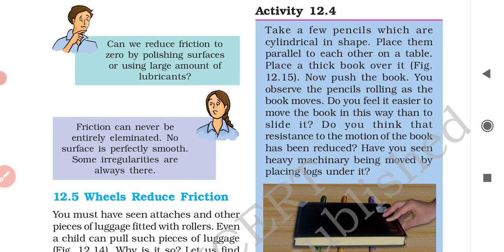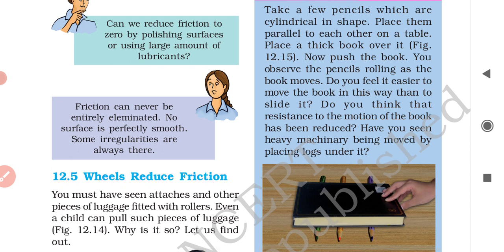So activity 12.4, what is given to you here? You have to take a few pencils which are cylindrical in shape, like this, 3 pencils they have taken. Place them parallel to each other on a table, and place a thick book over it. Now push the book.